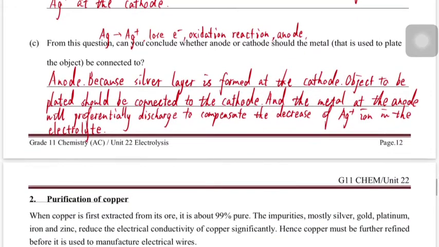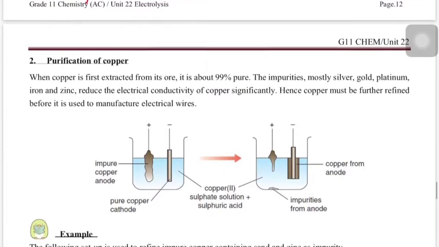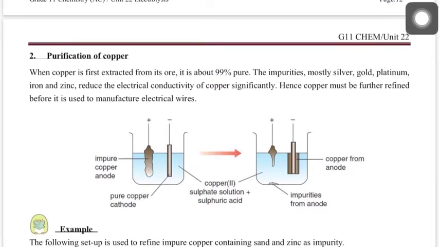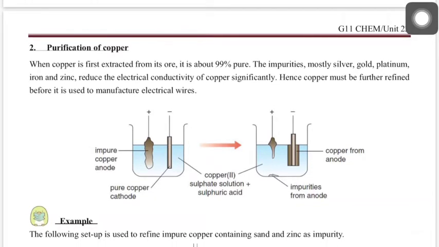Now let's move on to the second application, purification of copper. Again, in grade 10, unit 10, we have learned different ways to extract metal. So for copper, we can usually extract copper from its ore using hydrogen gas or carbon monoxide. Okay. However, the product that we get from these methods is only 99% pure.